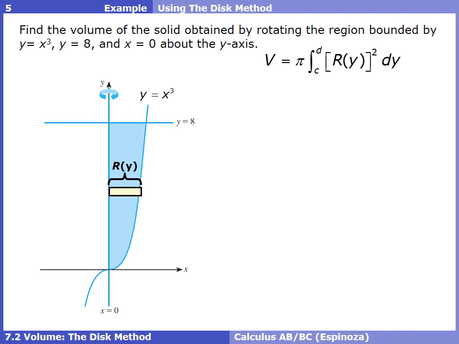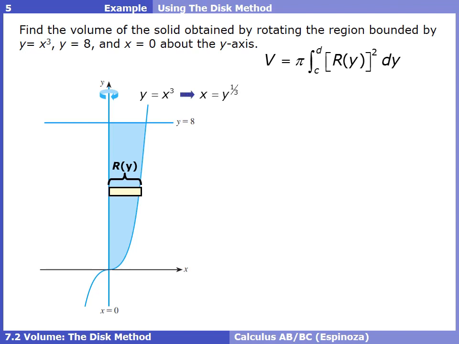The second thing we need to realize is how do we find the length of these representative rectangles when they're horizontal? Well, again, think back to 7.1. When it was a vertical rectangle, it was the top minus the bottom. When it's a horizontal rectangle, it's whatever the right side of the rectangle is touching minus whatever the left side of the rectangle is touching.